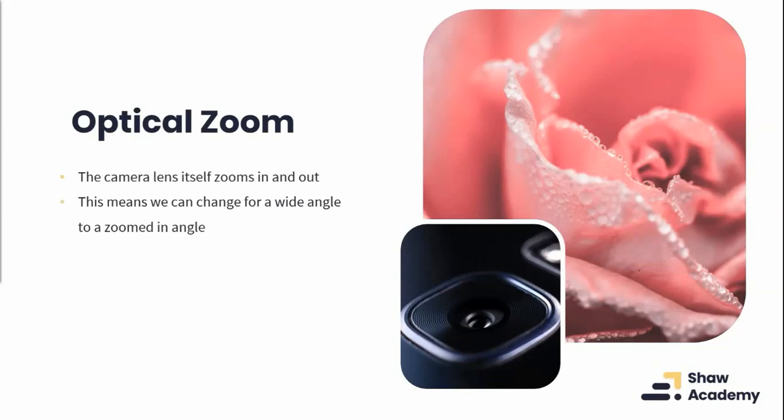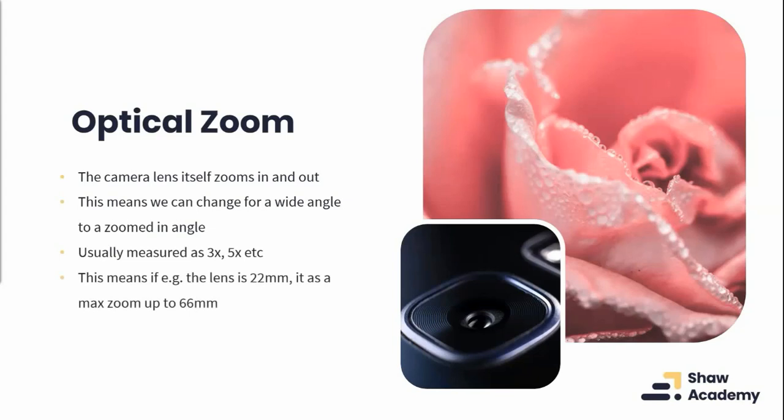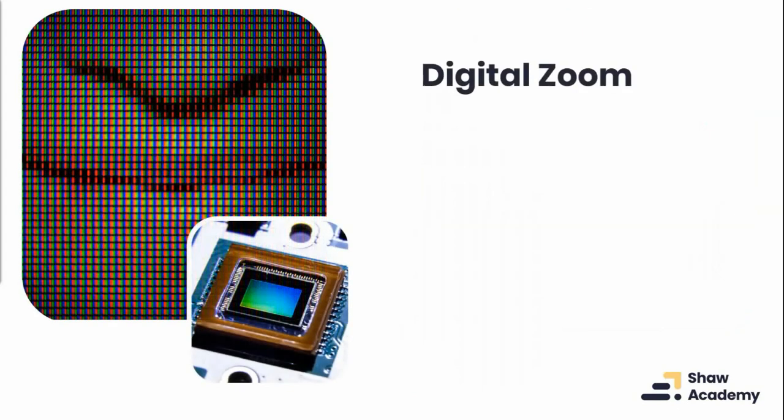This means we can change from a wide angle to a zoomed in angle. They're usually measured in multiplication. So whether it's 3 times or 5 times or 10 times, it can be up to 30 times, even beyond that, depending on the type of camera that you're using. And this means, for example, if you're using a smartphone, lenses tend to be about 22 millimeters. And if I have a 3 times optical zoom, it's going to be a maximum of 66 millimeters.